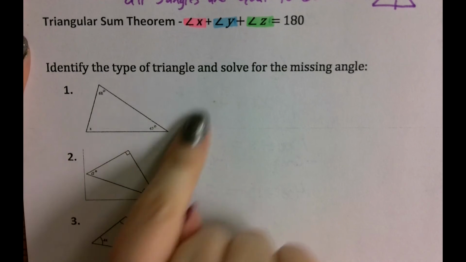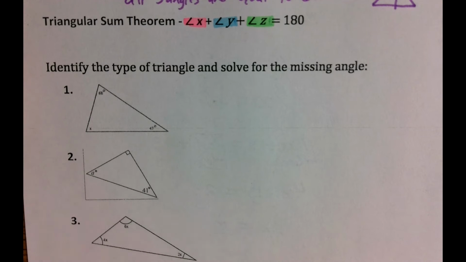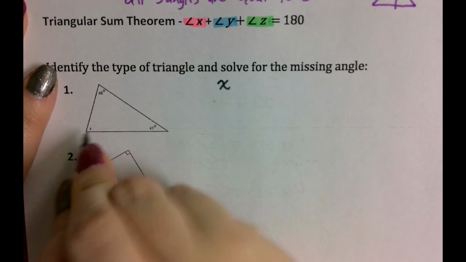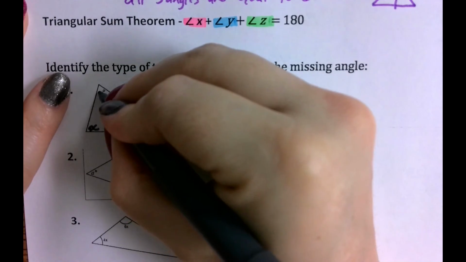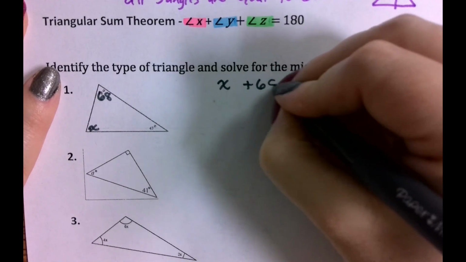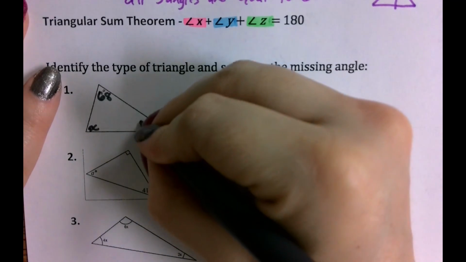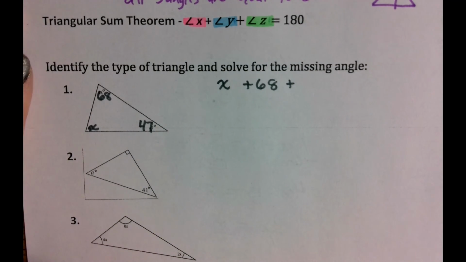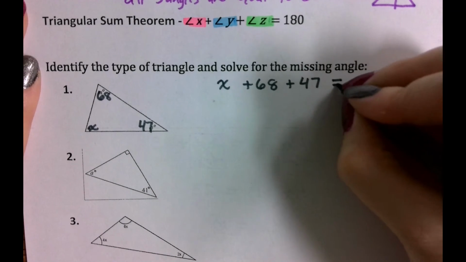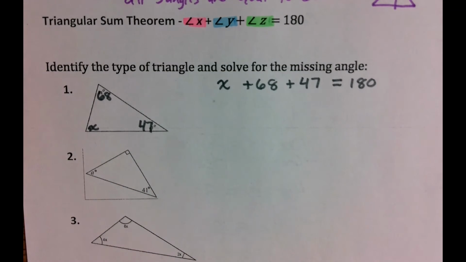So when you are solving for a missing measurement, you set up an equation that is set equal to 180, where you add all 3 angles together. So for this first one, we have x degrees, because we don't know what this is. This is supposed to be our x. I'm sorry if this is hard for you to see, but this is 68. So I'm going to add 68. And this one is 47 down here. If you can't see that, that's supposed to be 47. So if I add all 3 of those angles together, it's going to be set equal to 180, and then I can go ahead and solve.